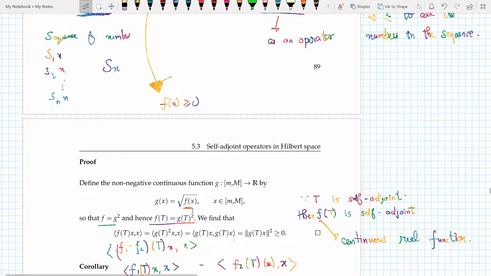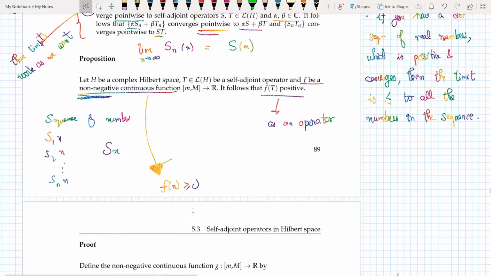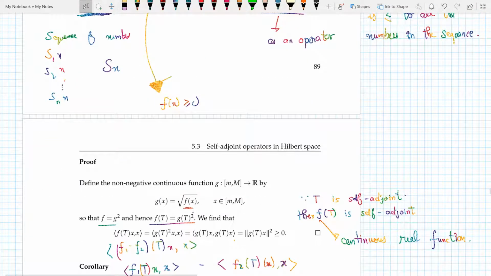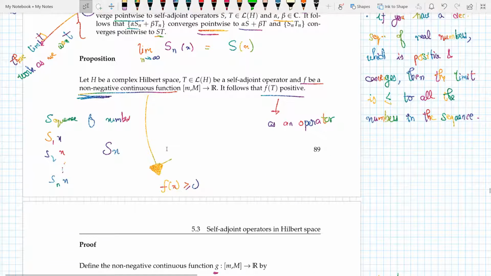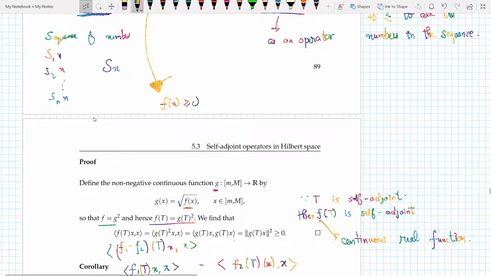Well, the proof is: define the non-negative continuous function g by, so I have a function g and I define the non-negative continuous function. Why is this non-negative? Because, well, in order to prove that f(T) is positive, I need to take this step. I need to define yet another non-negative continuous function. What I do is that I take the square root of f(x), since I know that f(x) is positive.